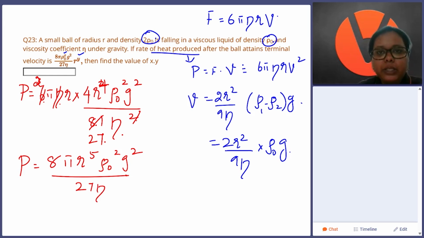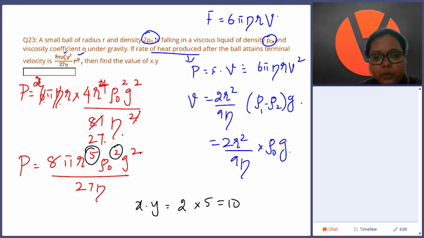So now you just get the value of x and y. So what is x? Sorry, x and y here. So what is x now? x is 2 and y is 5. So the answer would be 10.